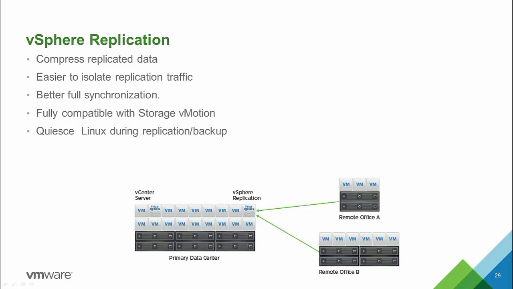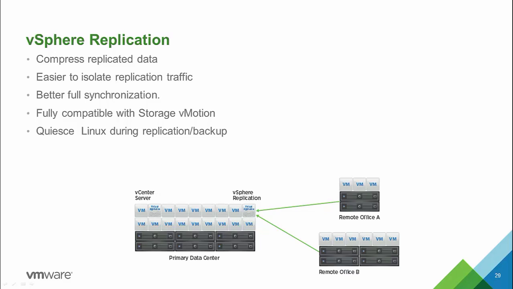vSphere Replication can be used as a standalone product or as a replication engine for SRM, or in other words, VMware vCenter Site Recovery Manager, and for VMware vCloud Air Disaster Recovery. So what's new in vSphere 6 for vSphere Replication? Well, the main change is that now there is an option to compress the replicated data as it is sent across the network to further improve the efficiency of the replication jobs.